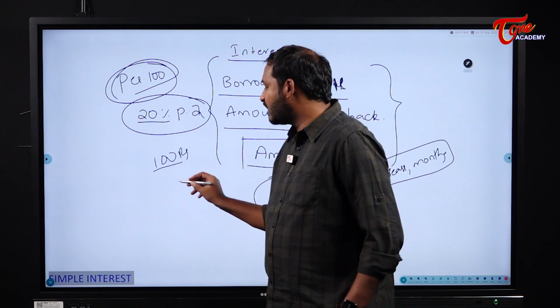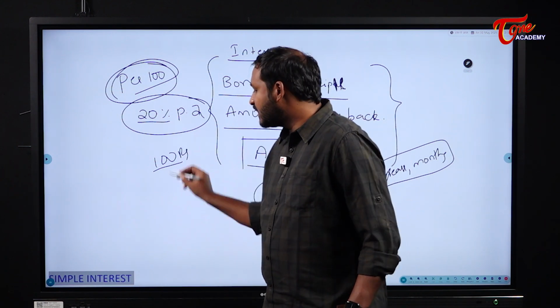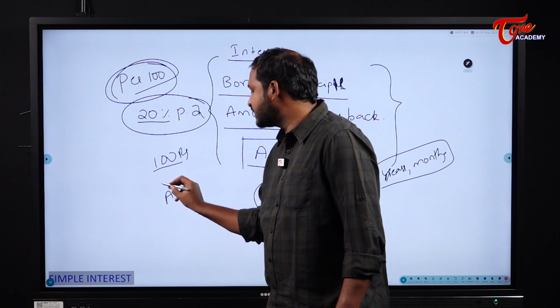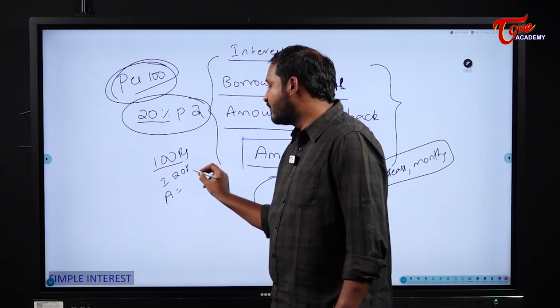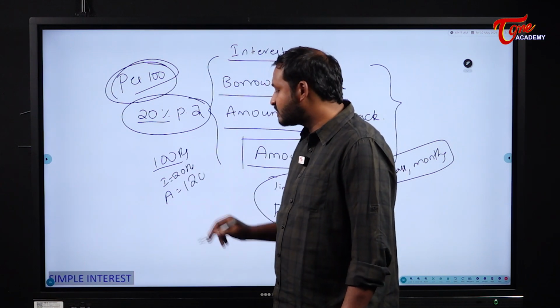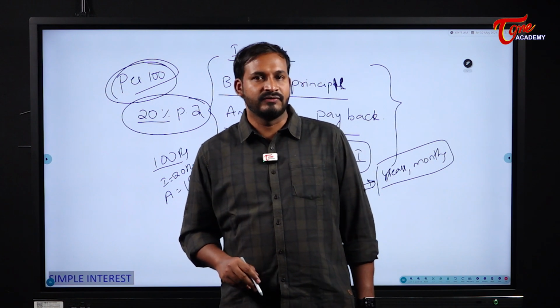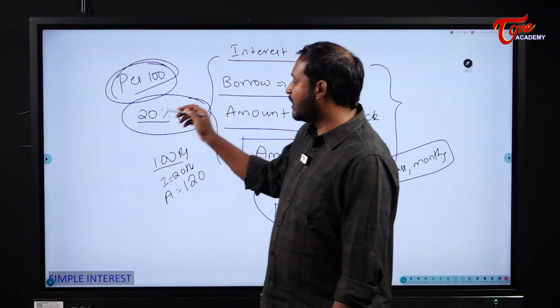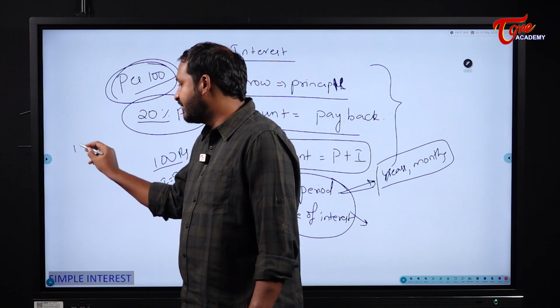That means here my rate of interest is 20, and the interest I should repay will be 20 rupees. Why? Because I borrowed just 100 rupees, and the amount which I need to repay to the bank becomes 120.